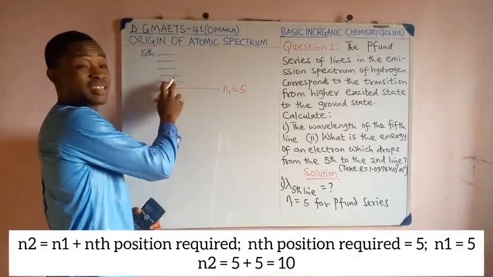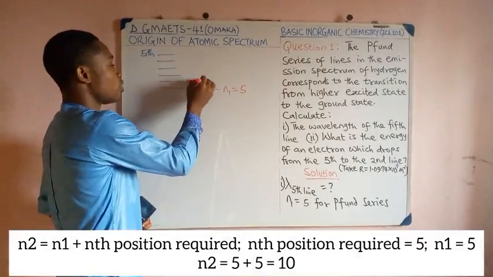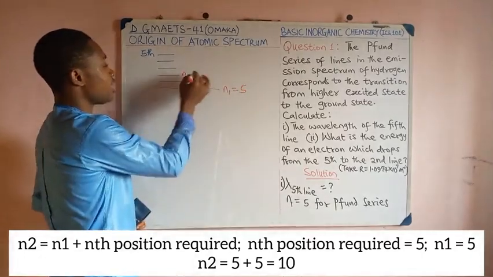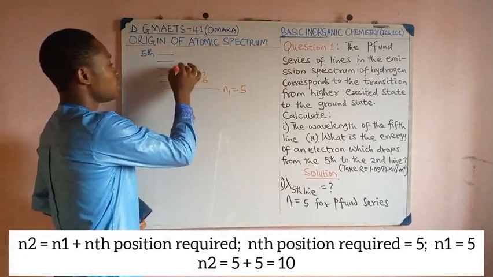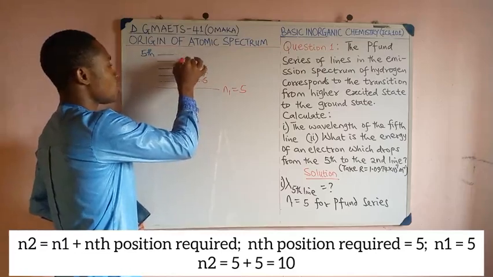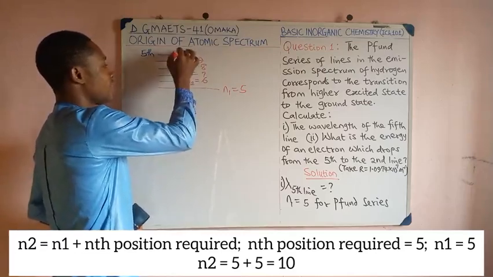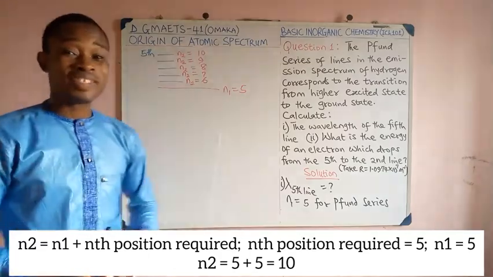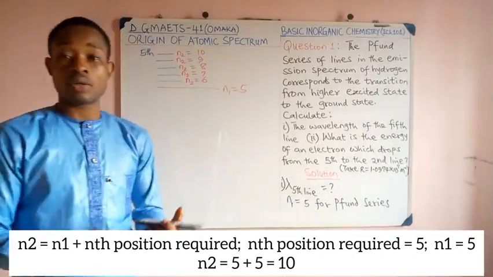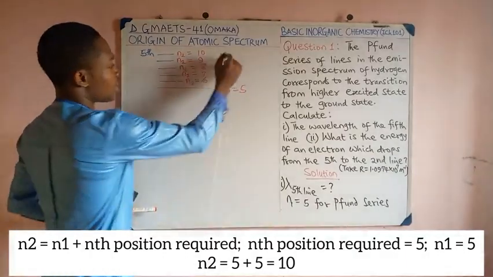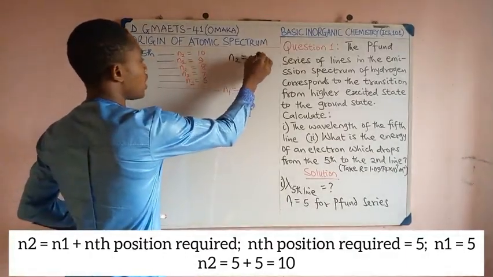For the first line here, n2 will be equal to 6, of course, because n1 is 5. Then the second line, n2 will be equal to 7. The third line, n2 will be equal to 8. Then for the fourth line, n2 will be equal to 9. And then the fifth line, n2 is equal to 10. Now we've obtained the value of n2. I hope you see how sketching gives us the value of n2 quickly. So you can say that here n2 is equal to 10.